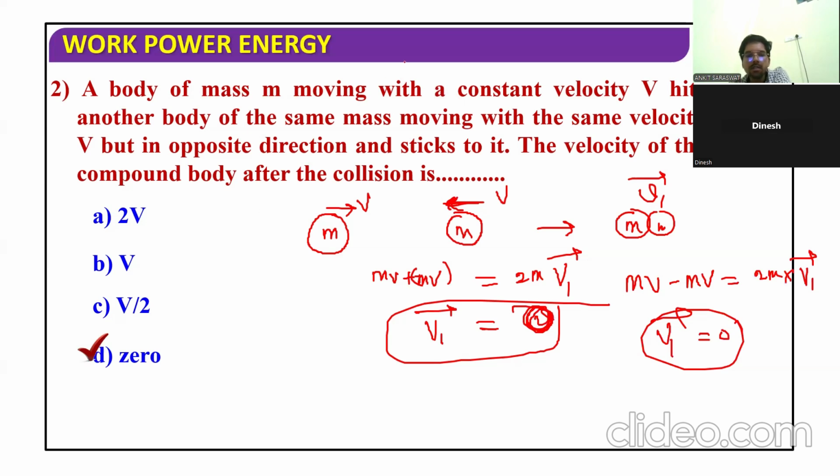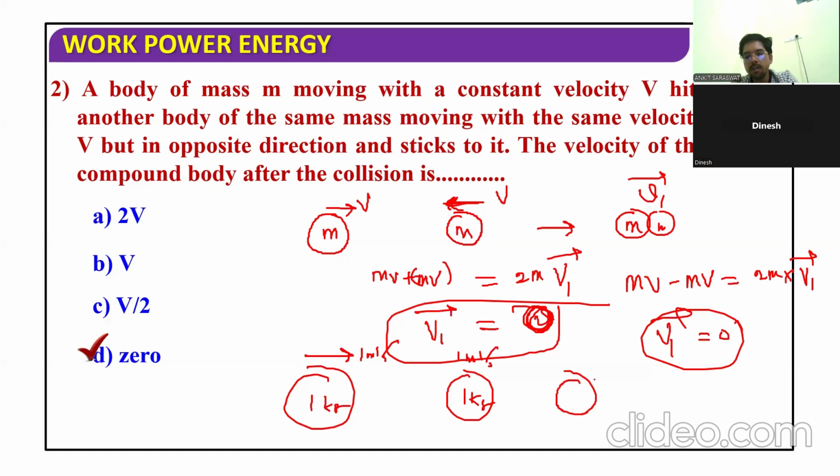Have you written this? Actually, when you were explaining, one body is moving like this and the other is moving like this, but the direction of velocity is opposite. So mv minus mv. After collision they stick like this and move with 1 meter per second. 1 kg mass, 1 kg mass. Once they collide they stick, and the velocity becomes this combined velocity. Clear?